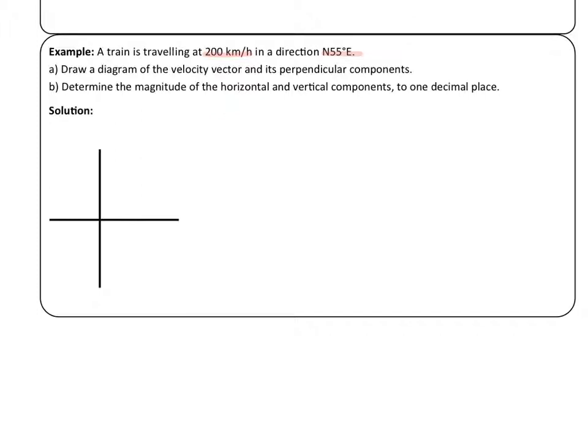Let's draw a diagram of the velocity vector and its perpendicular components. I put the compass here: north, east, south, and west. We're going to go north 55 east, which means we're going to start from north and go this way, and this is going to be 55 degrees. And this is going to be 200 kilometers per hour.